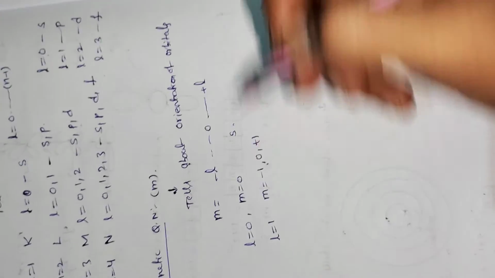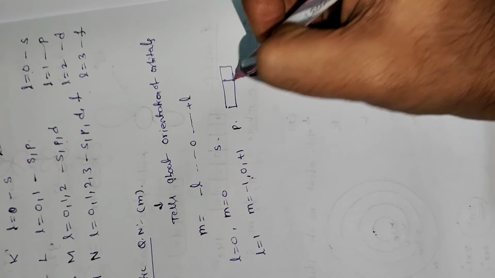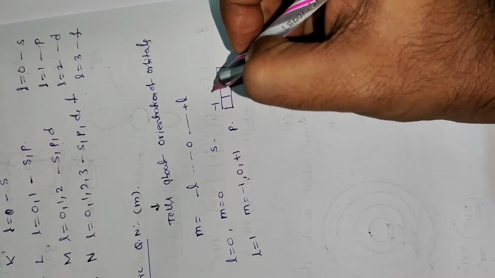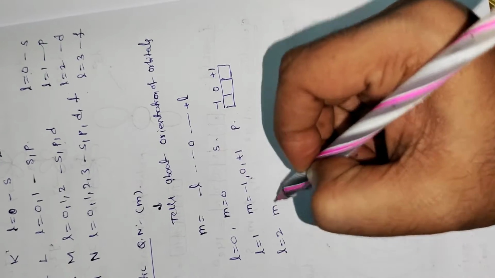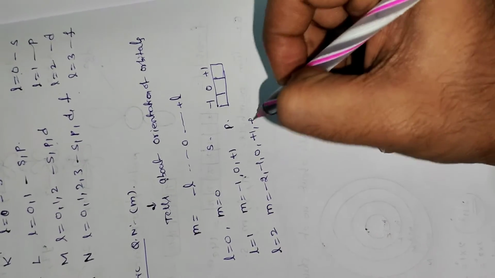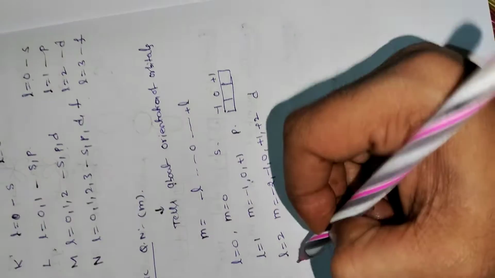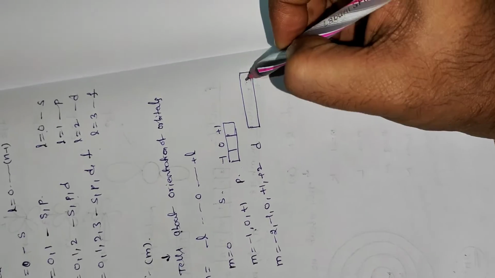L value is 1 means which orbital? That is the p orbital. The p subshell has how many orbitals? 3 orbitals, with orientations minus 1, 0, plus 1. L value is 2 means m values are minus 2, minus 1, 0, plus 1, plus 2. L equal to 2 means the d orbital. The d subshell has 5 orbitals.